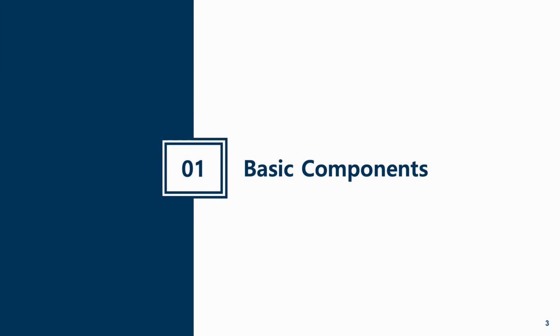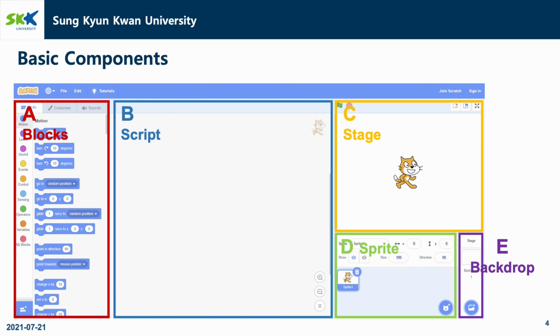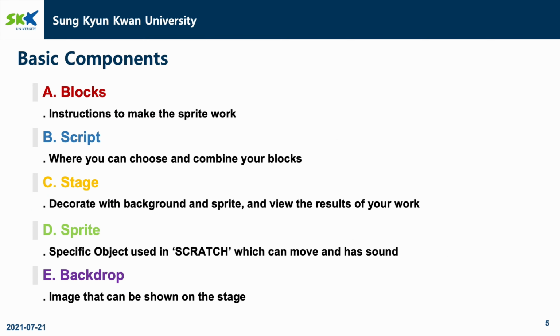First, we are going to learn about basic components. The main page of Scratch is divided into 5 basic components. Now, let me explain each component. First, blocks are the instructions to make the sprite work. Second, script is the place where you can choose and combine your blocks.